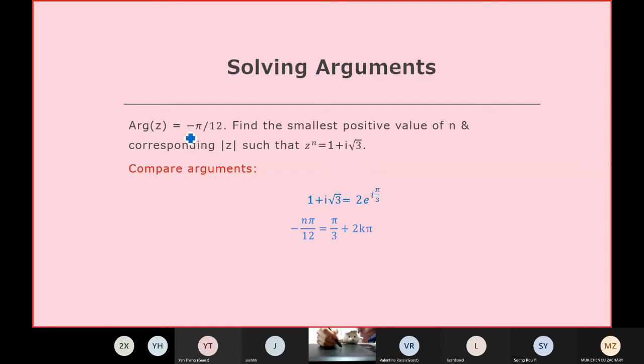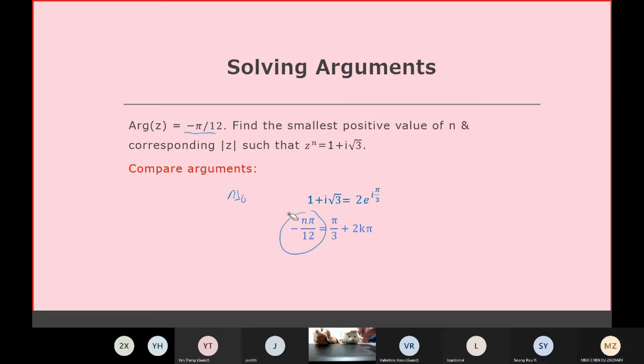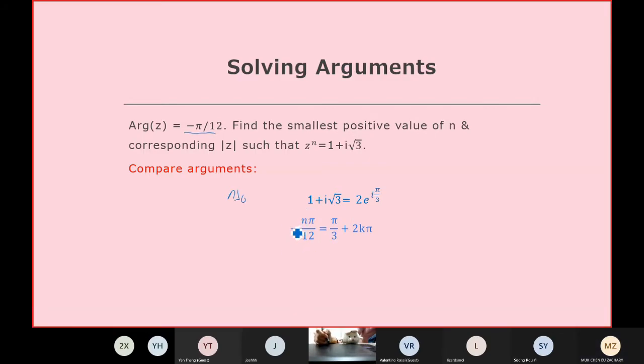On the left, we are told that the argument of z is minus pi over 12. When you raise z to the power of n, the argument is n times minus pi over 12, so we get minus n pi over 12. And the problem is this: n is positive, which means this whole number is negative. Minus n pi over 12 is negative. It will never ever give you pi over 3. So what can we do?